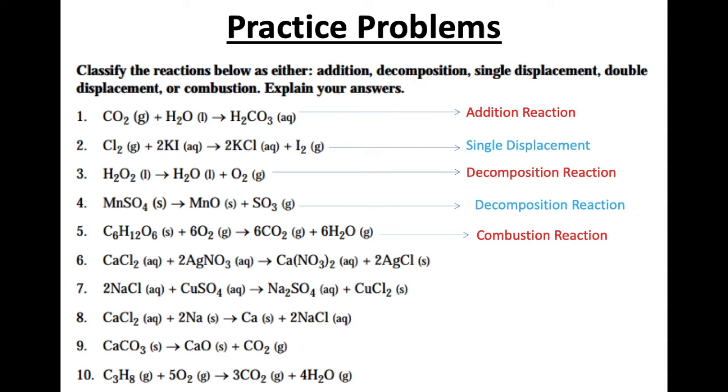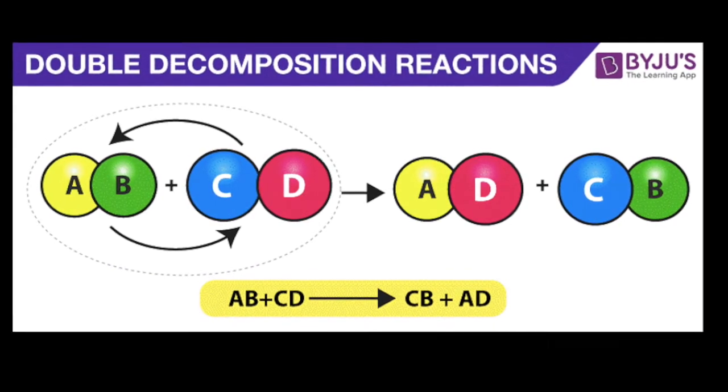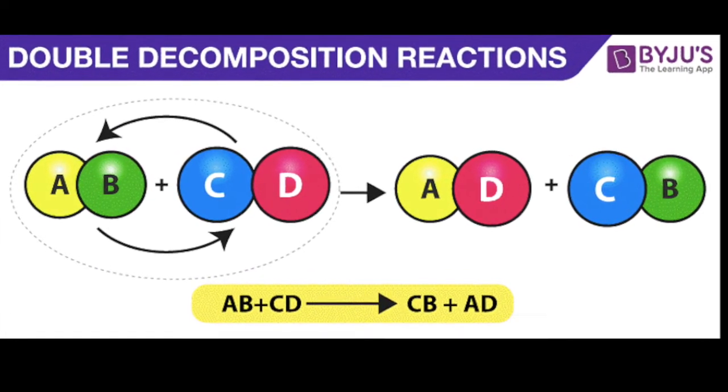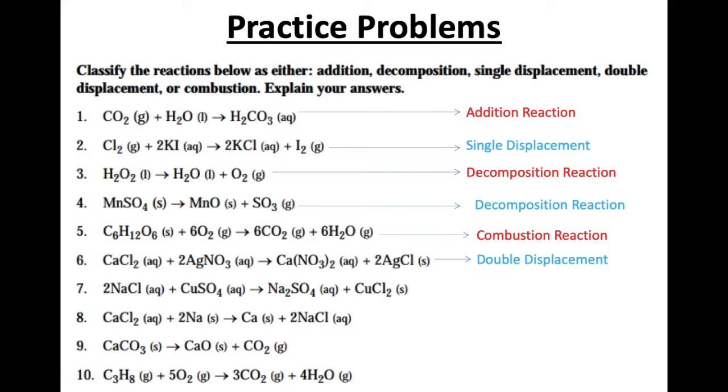Number 6, there's a lot of elements to sort through here, but what you're seeing is the pairing of two different elements together, and what I actually see is that those pairings switch around with each other, which gives me the indication that this is a double displacement reaction, because the calcium and the silver are switching around on the reactant side to the product side.